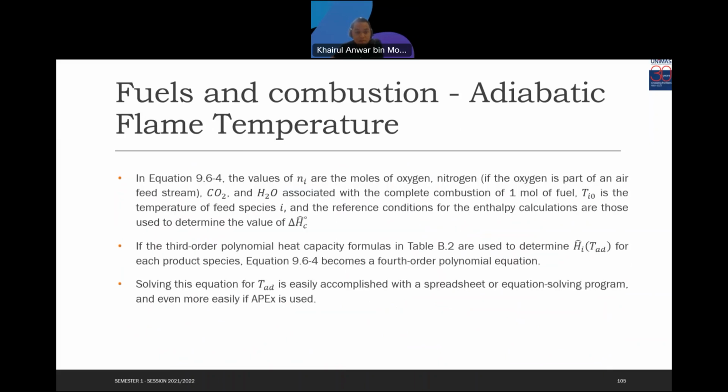In equation 9.6-4, the values of n i are the moles of oxygen, nitrogen, CO2 and H2O associated with the complete combustion of 1 mole of fuel. T naught is the temperature of each species at the reference condition for the calculation used to determine the value of delta H C. If the third order polynomial heat capacity formula in the table below is used to determine delta H i for each product species, the equation becomes a fourth order polynomial equation.